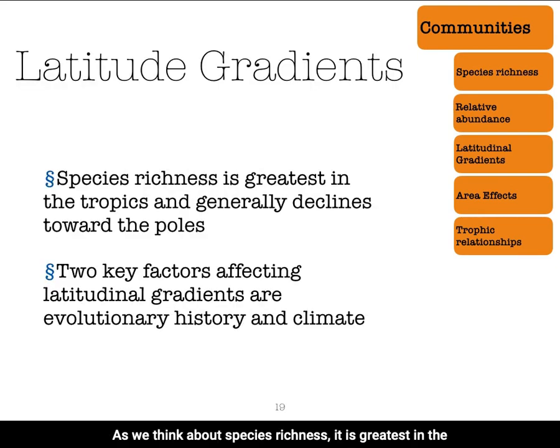As we think about species richness, it is greatest in the tropics, and it generally declines towards the poles. Both latitude and area are two key factors that affect a community's species diversity. Tropical communities are older and have had more time to accumulate new species through speciation. Temperate and polar communities have had to start over repeatedly after major disturbances such as glaciation. Climate is another key factor affecting latitudinal gradients in biodiversity. The two main climatic factors that are correlated with diversity are sunlight and precipitation.